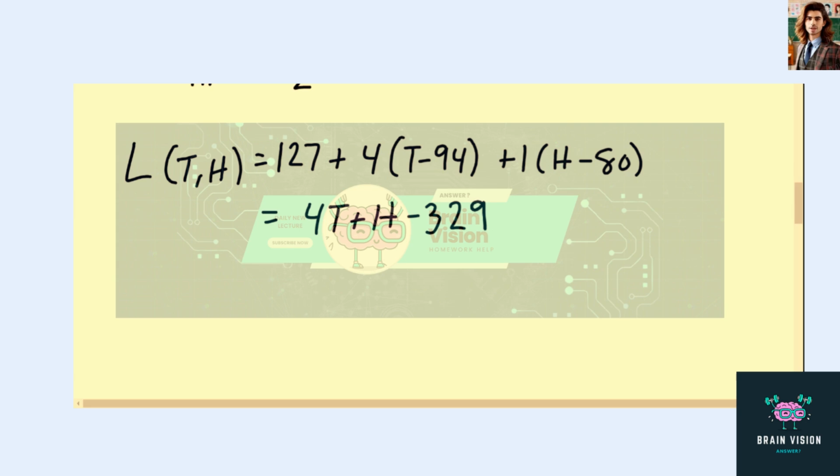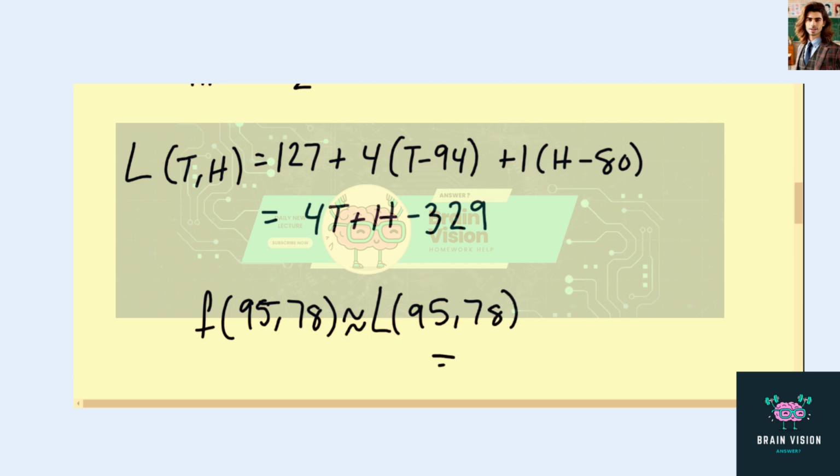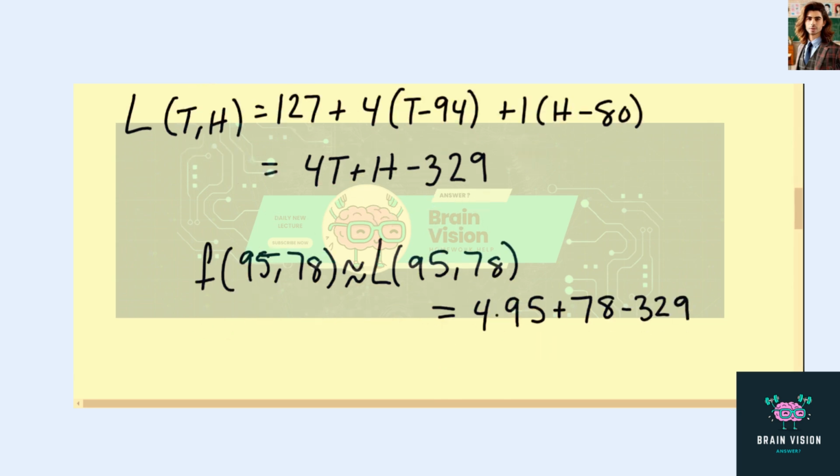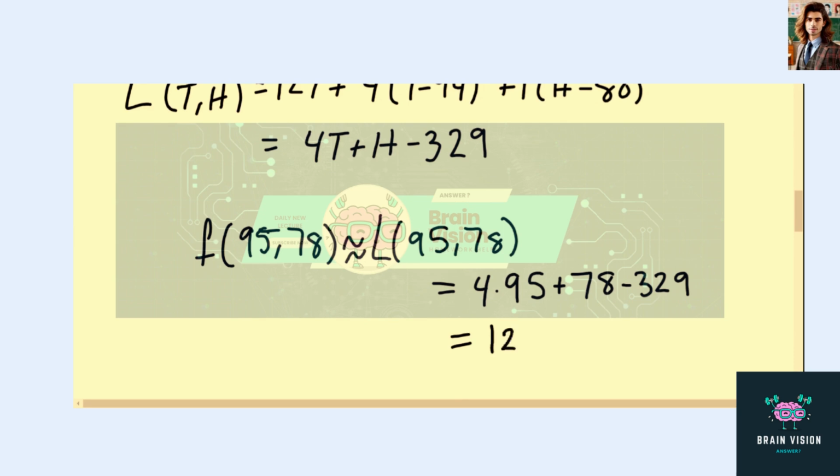So now we want to plug some new values in to get our estimation. So you could then estimate that f of temperature equal to 95, humidity equal to 78, will be approximately equal to L, our linear approximation at those values. And that will then be equal to 4 times 95 plus 78 minus 329. And the handy dandy calculator says that is equal to 129.